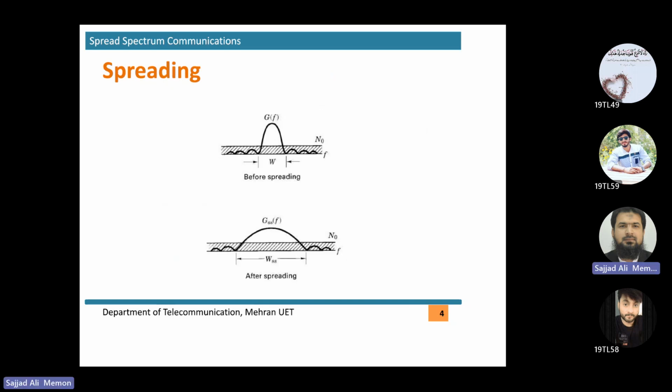So there you can see spreading. Before spreading, you can see the signal is a high energy signal. So this energy of the signal may be spread. Maybe this energy comes under the noise floor. That is quite possible if the spreading is too much.